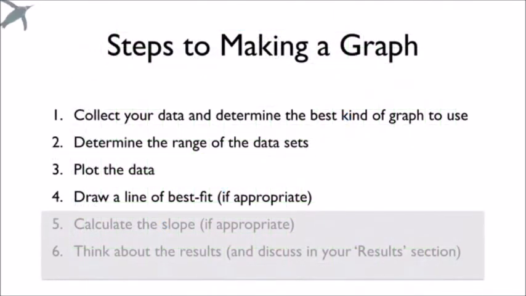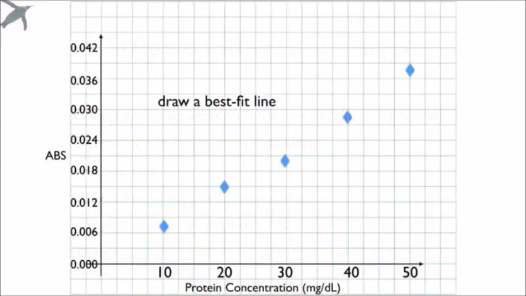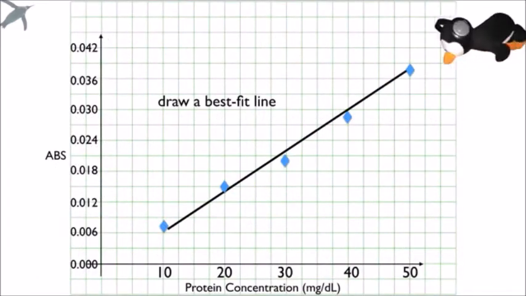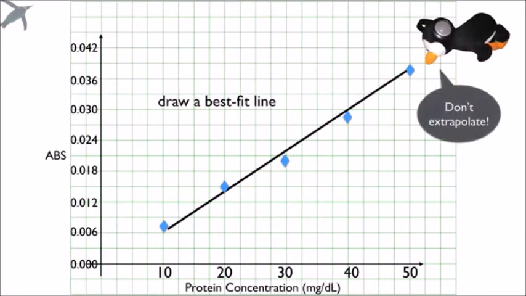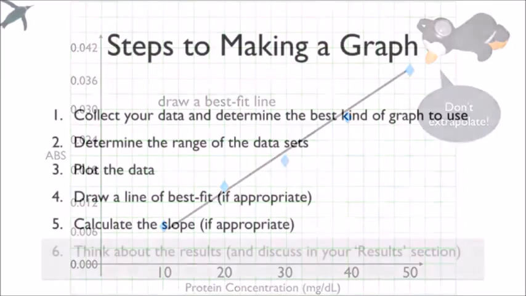Oftentimes, you will be asked to draw a line of best fit. I'm going to do that here, and you just need to eyeball it and get a ruler. And Flops the Penguin is here to remind you, don't extrapolate. That means don't take the line beyond your data points, right? You don't know what happens outside of that range, so don't extrapolate the line.